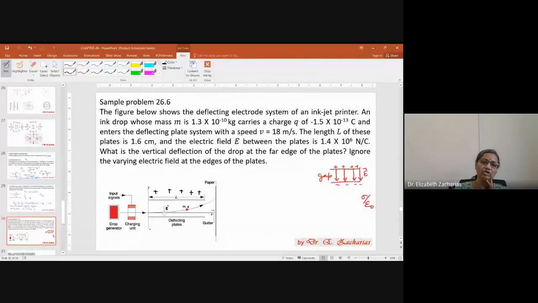I immediately know that the top plate is positive and the bottom plate is negative, because my field is given like this. Now it says that there is a charging unit. From the charging unit, an ion of mass m equal to 1.3 into 10 to the power of minus 10 kg and having a negative charge, minus 1.5 into 10 to the power of minus 13 coulomb.